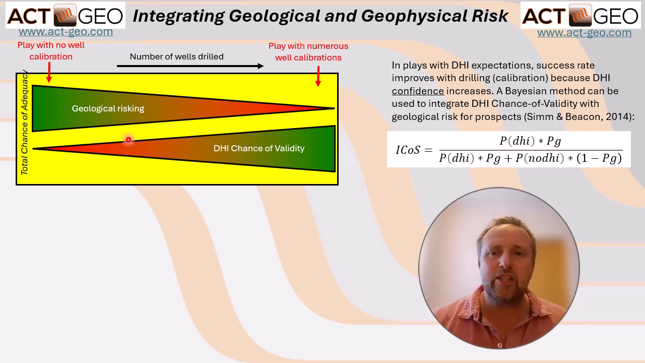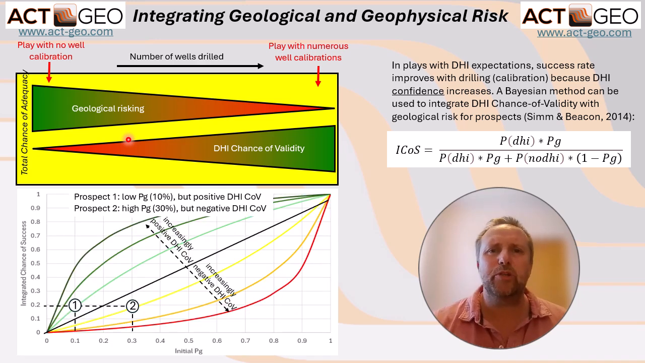It is perfectly acceptable to have two prospects with opposite views on geological and geophysical chance of success. This is actually a really useful space to operate in, as testing the prospects should help you decipher whether one of the workflows is a more confident predictor of the outcomes for future drilling. For instance, I have prospect 1 here with a low geological chance of success but with positive DHI attributes, and prospect 2, which is a high geological chance of success but negative DHI attributes, and they both come out at about the same integrated chance of success.